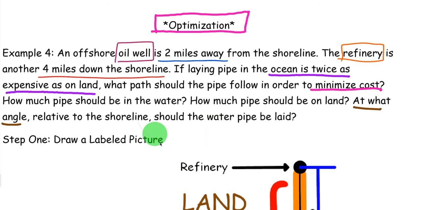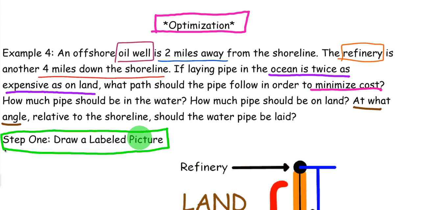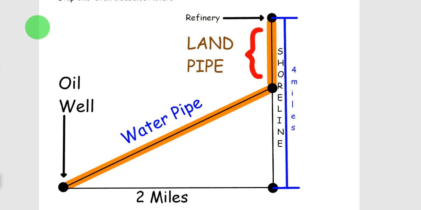Now, without further ado, let's go ahead and take a look and see what our picture is going to look like. Remember, always with any optimization problem and also related rates, you always want to draw a picture first to figure out what's going on with the problem. So that's what we're going to do. All right, so here's the picture that I ultimately came up with.